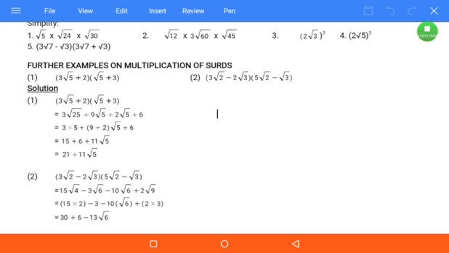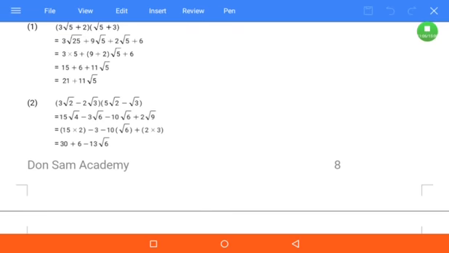The next is number 2. We have 3 root 2 minus 2 root 3 into 5 root 2 minus root 3. Like I said, you do it like the normal expansion that we do in our basic classes. So 3 root 2 times 5 root 2. We say 3 times 5, 15. Root 2 times root 2, 2. Or you write root 4, which will still give us 2. Then 3 root 2 times minus root 3. That will give us 3 times 1, 3. 2 times 3, 6. Minus root 6.